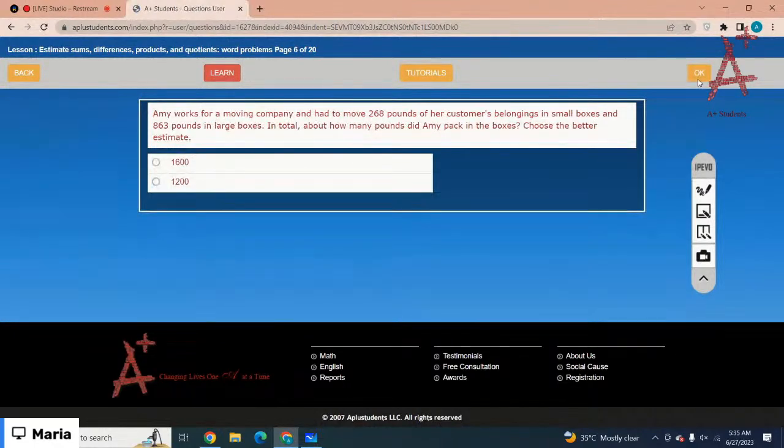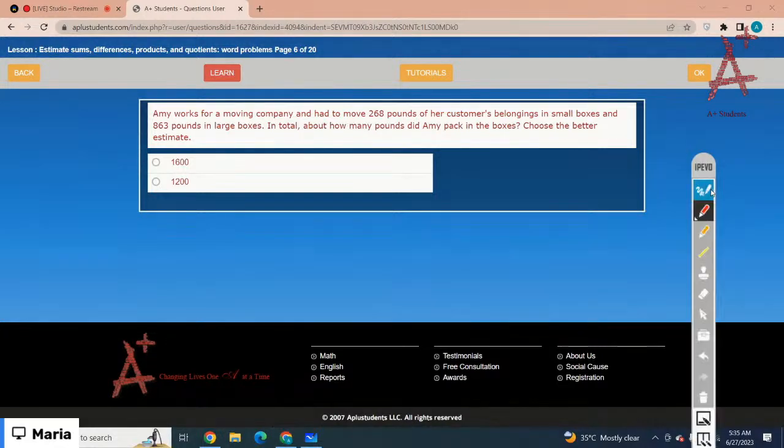Emmy works for a moving company and had to move 268 pounds of her customers' belongings in small boxes and 863 pounds in large boxes. In total, how many pounds did Emmy pack in the boxes? Choose the better estimate. You have to add 268 and 863, but first you have to round them off. They would be rounded off to 300 and 900. So the total is 1200. The correct option is 1200.